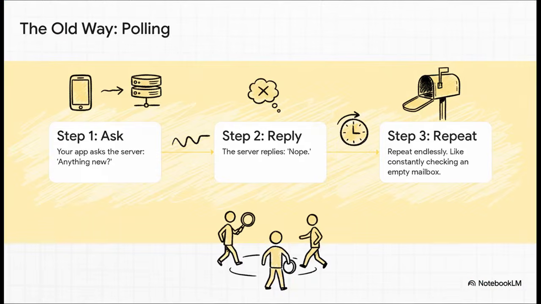The old-fashioned way to get updates is called polling. It's pretty inefficient. Your app has to just constantly bother the server over and over again, asking, anything new? How about now? Anything new yet? It's like walking out to your mailbox every 30 seconds all day long just to see if the mail has arrived. It's a huge waste of time and energy.